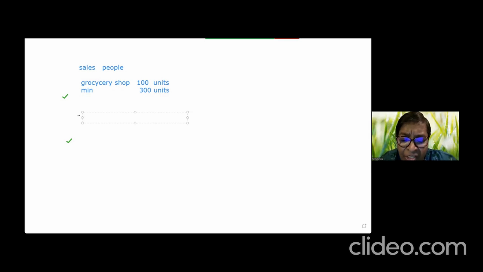Say, for example, you take an insurance agent. He's also a sales guy, right? For an insurance business.